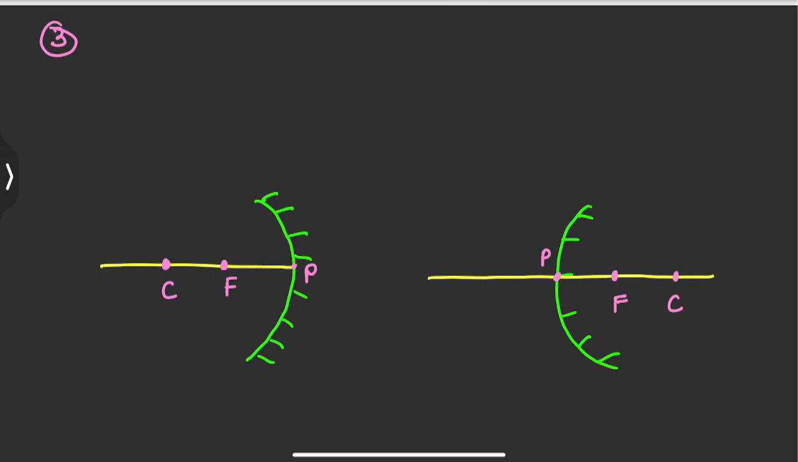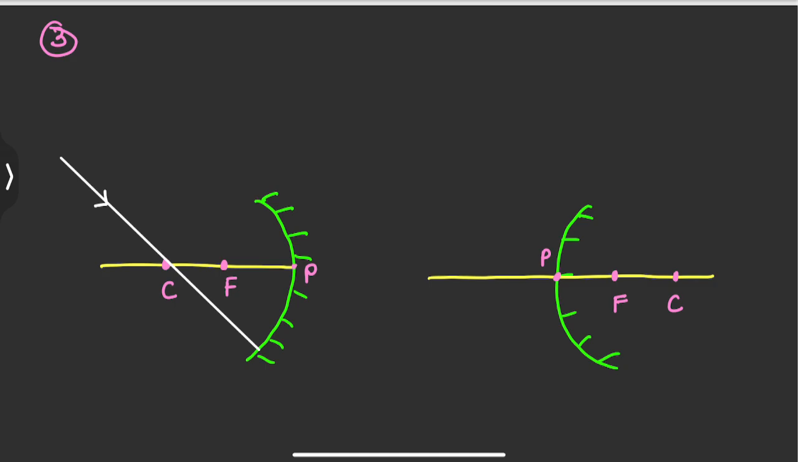So here the third standard incident ray is the incident ray which is passing through C. So let us draw that, which is passing through C. C is called as center of curvature. So this is the standard incident ray.